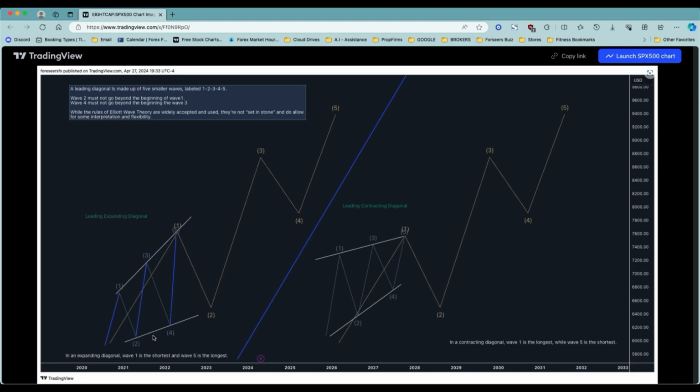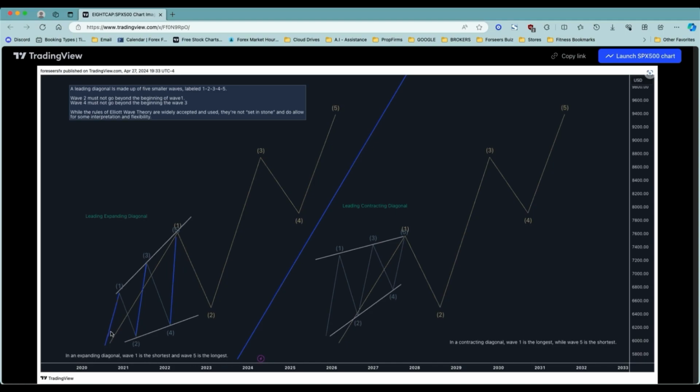Some people count wicks, some people don't. While the rules of Elliott wave theory are widely accepted and used, they are not set in stone and do allow for some interpretation and flexibility. Okay, now next is leading contracting diagonal. 1, 2, 3, 4, and 5. In a contracting diagonal, wave 1 is the longest, while wave 5 is the shortest. So as you can see, wave 1 is pretty long, and then wave 5 is pretty short. And then here, in an expanding diagonal, wave 1 is the shortest, and wave 5 is the longest.